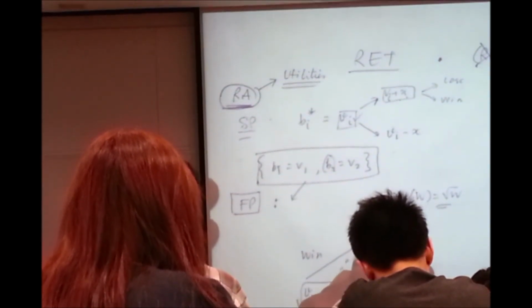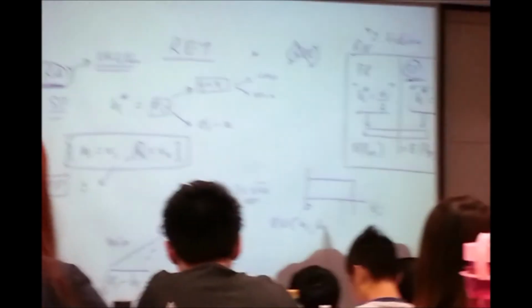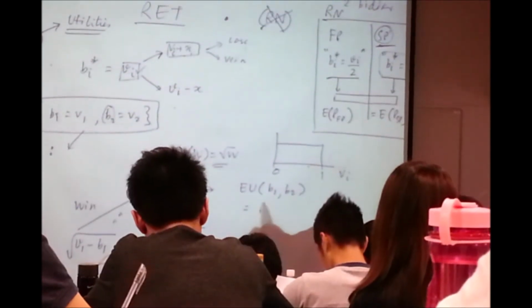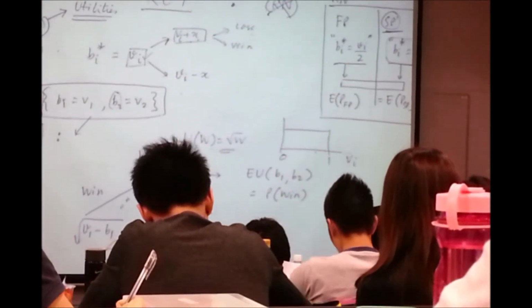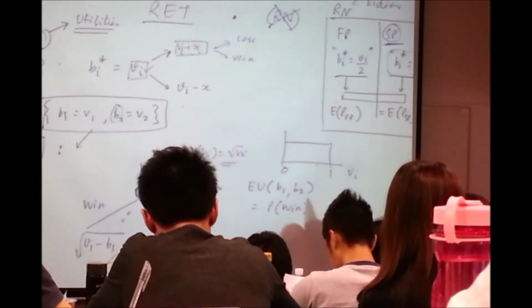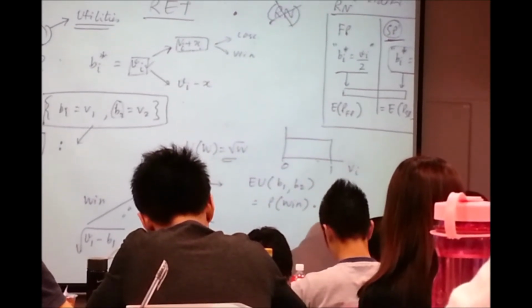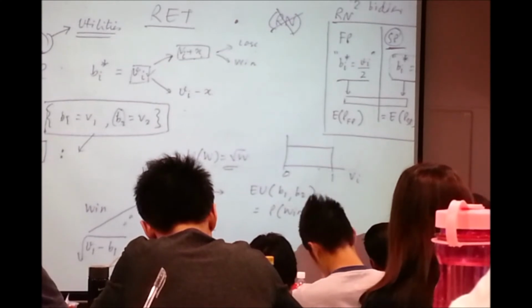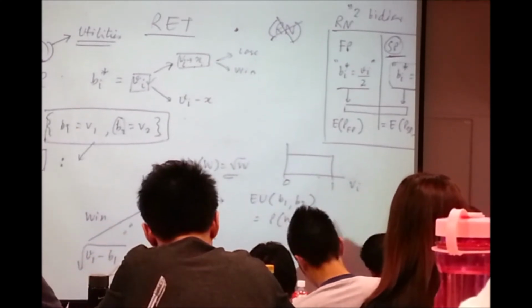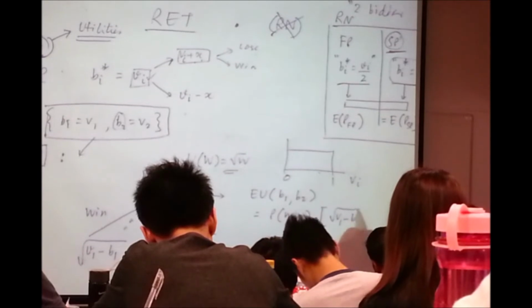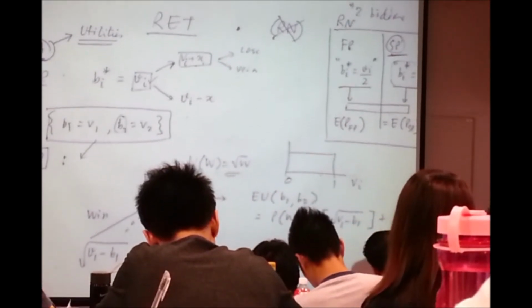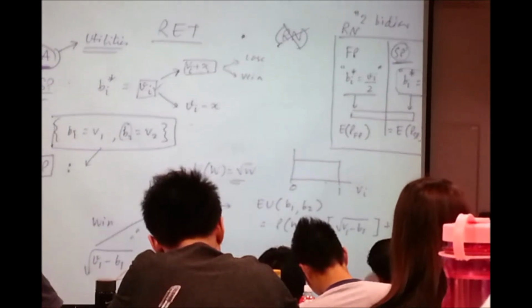Therefore, the expected utility of this probability node can be written as follows. Expected utility, which is a function of my bid B1 and the other guy's bid B2, can be written as the probability of winning times the payoff from winning. The payoff is not a dollar value now, it is my utility value, root B1 minus B1, plus the probability of losing times the utility of losing, which is 0, so this term will cancel.